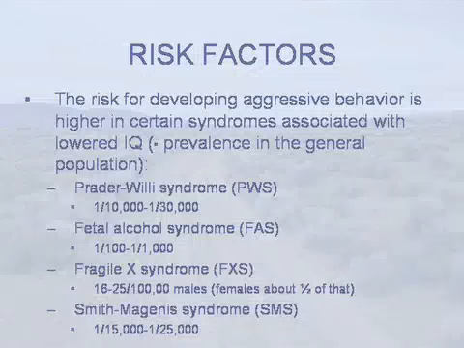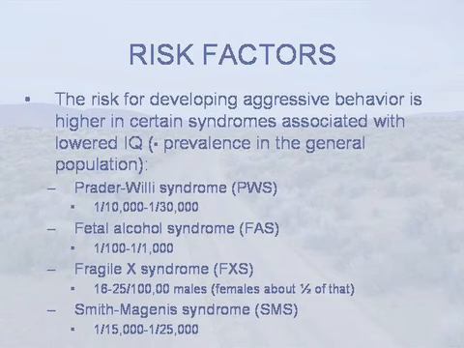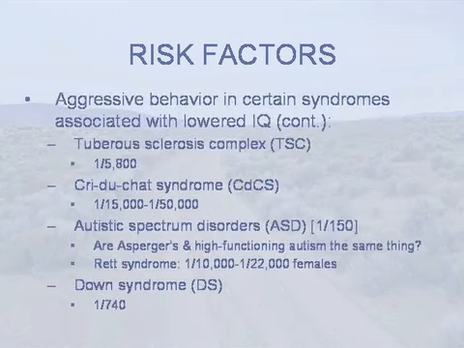All right, risk factors. We know that aggressive behaviors are much higher in certain syndromes that are associated with lower IQ. Some of these are relatively common, and some of them are really quite rare. And you'll be able to see from the slide that this includes Prader-Willi syndrome, fetal alcohol syndrome, Fragile X syndrome, Smith-Magenis syndrome, tuberous sclerosis complex, Cri-du-Chat syndrome, autistic spectrum disorders, and Down syndrome. I'm going to now talk about each one of those in some detail. First, Prader-Willi.